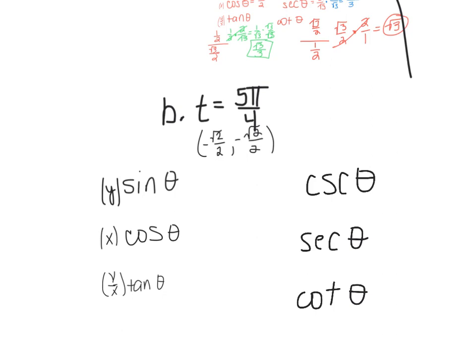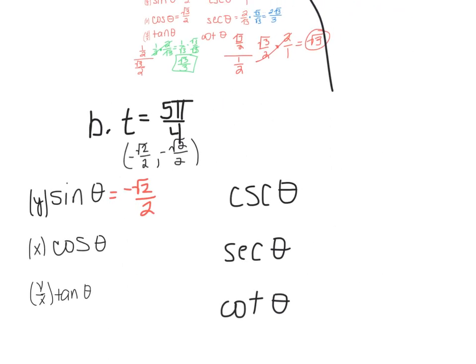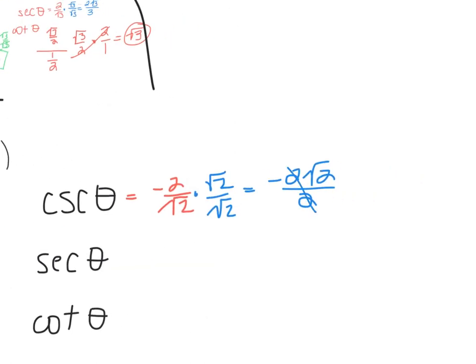So my sine, my y value is -√2/2. So then my cosecant value would be the opposite, the flip, -2/√2. Again, can you have a √2 in the bottom? No, so we're going to rationalize. √2. So I have -2√2/2. And then what happens to my 2's? They cancel out. So it's just -√2.